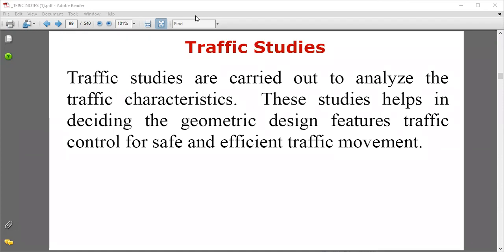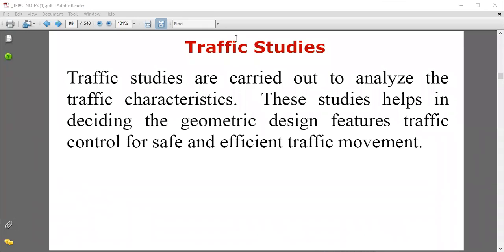Okay, so we'll move towards the first point, that is the traffic studies. We'll see first what is meant by traffic studies and why to do these traffic studies. Traffic studies are carried out to analyze the traffic characteristics. These studies help in deciding the geometric design features and traffic control for safe, efficient traffic movement.